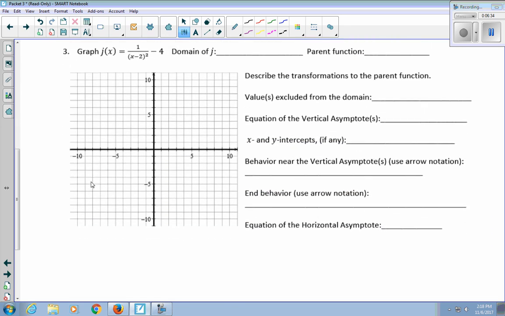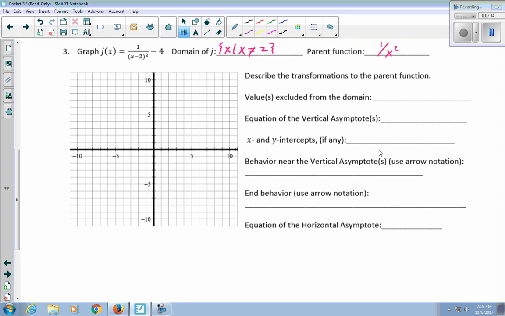All right, next one. I have 1 over (x minus 2) squared minus 4. So my domain is all x values except anything that might make that denominator 0, which would be the x value of 2. Right, so the set of all x's such that x does not equal 2. My parent function here is 1 over x squared, because it's got the squared there. Okay, so to describe the transformation, I've changed the x. Instead of just 1 over x squared, it's 1 over (x minus 2) squared.